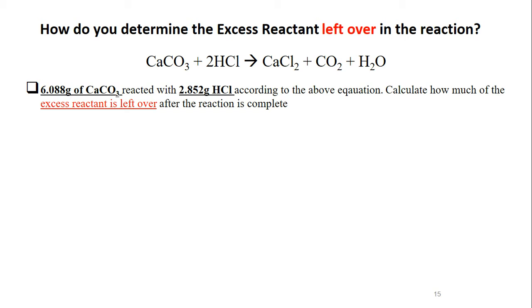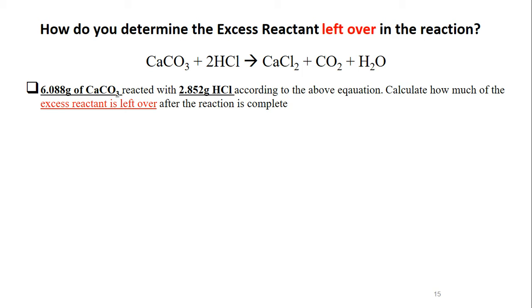Okay, so now you're going to actually calculate how much of that stuff is exactly left over. So let's look at the problem. Here's a chemical equation. Remember, stoichiometry is not possible without a chemical equation. And two values have been given to us: the mass of calcium carbonate, which is 6.088 grams, and the mass of hydrochloric acid, which is 2.852 grams. It's been given to us, okay?